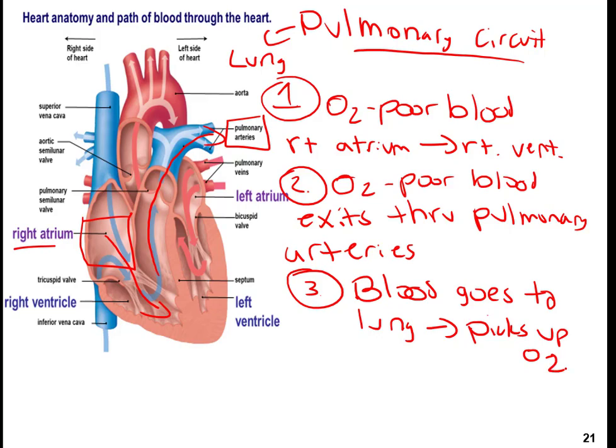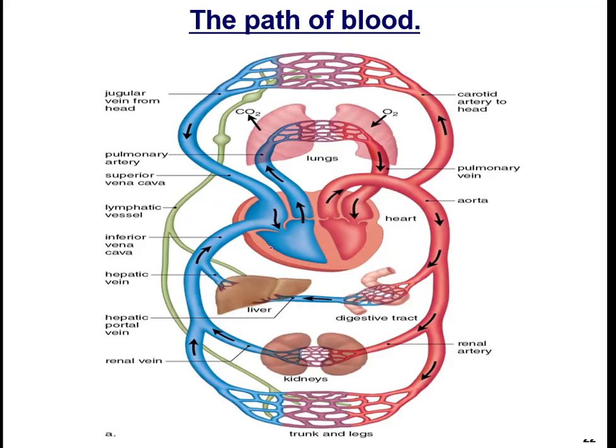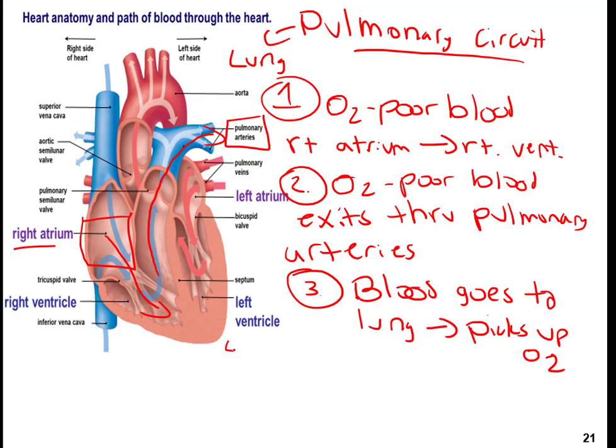So if we go back to this other picture, you can see oxygen poor blood has moved from the right atrium into the right ventricle. The oxygen poor blood has left through the pulmonary arteries. It picks up all that great oxygen from your lungs. And now it's got to go back to your heart again. So now in step 4, now the blood is oxygen rich. It's picked up oxygen in the lung.